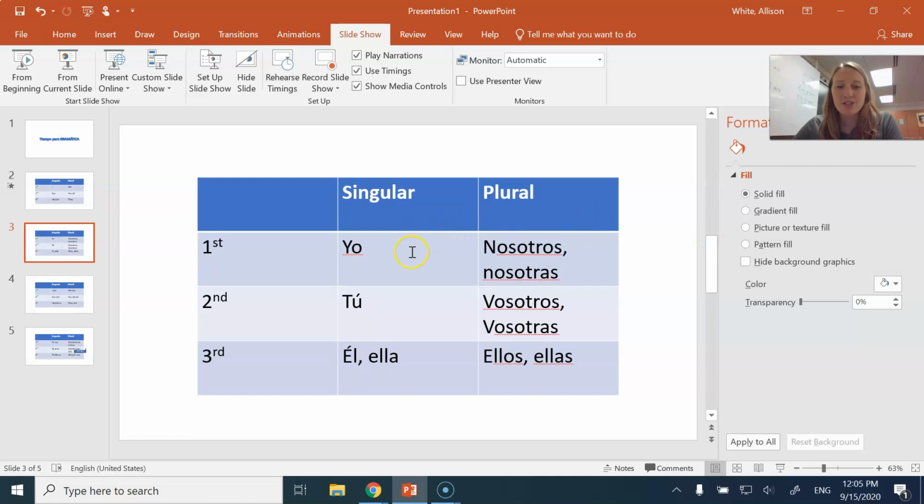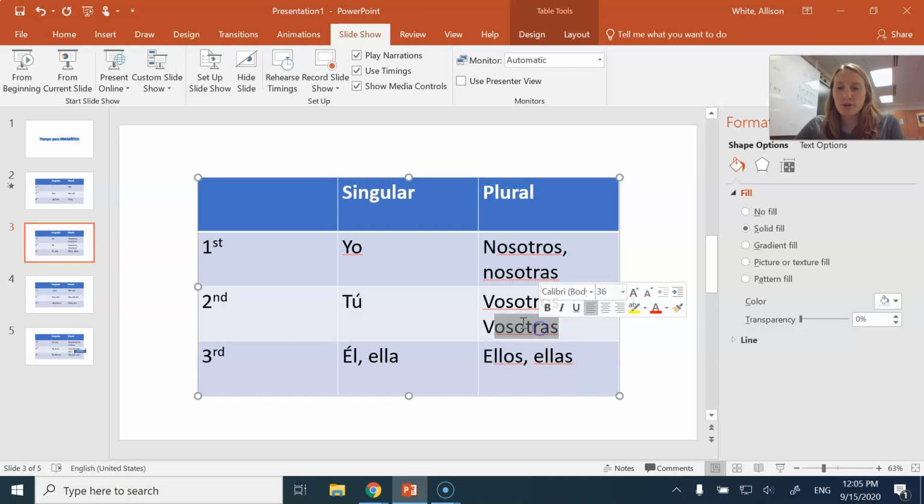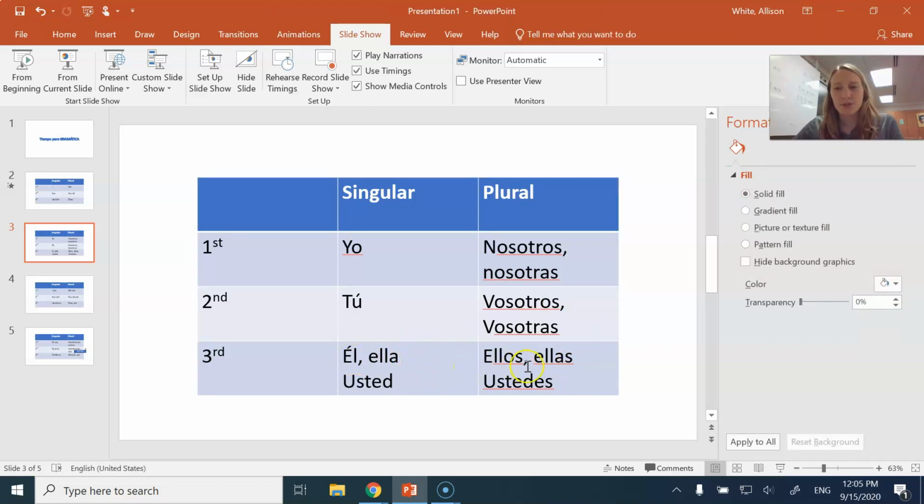In Spanish, that is yo, tú, él, and ella. Nosotros or nosotras if it's all female. Vosotros or vosotras if it's all female. Ellos and ellas if it's all female. So remember, we only use vosotros in Spain. Here we also use ustedes, and we also use usted for the same verb conjugations. And what are those? Well, we'll get to those in a second.